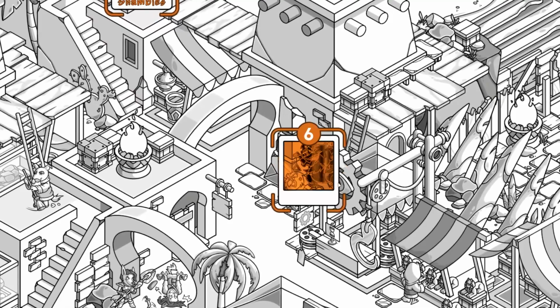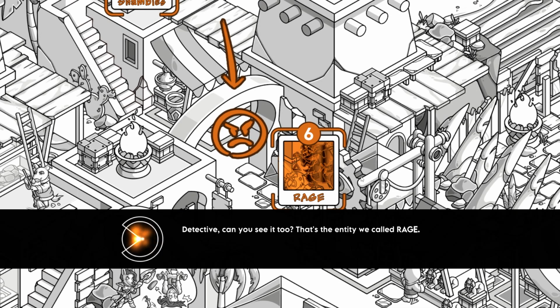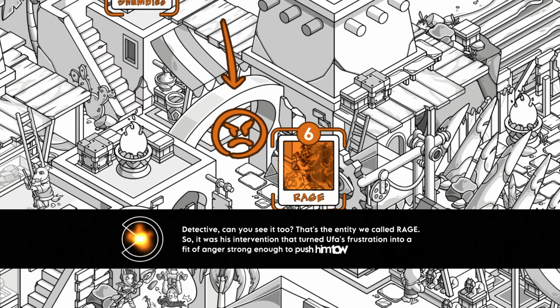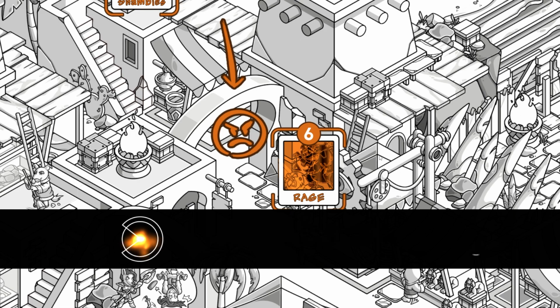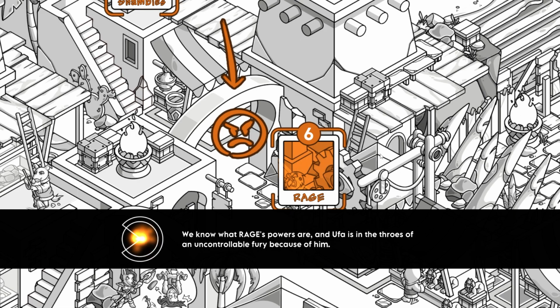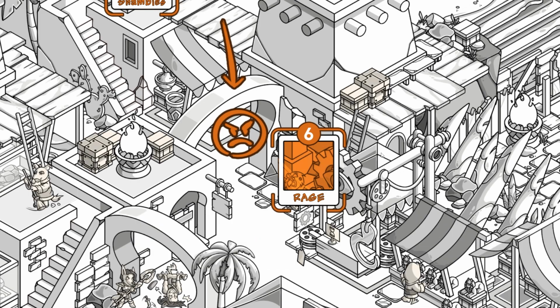There's the rage right there. Detective, can you see it too? That's the entity we call rage. So his intervention turned Ufa's frustration into a fit of anger strong enough to push him towards revenge. As I suspected, our foes are attacking the timeline by orchestrating several minor changes. We can't let this happen. We know what Rage's powers are, and Ufa is in the throes of an uncontrollable fury because of him. We need to find a tick in time when Ufa is committing a crime so that we can have him arrested.